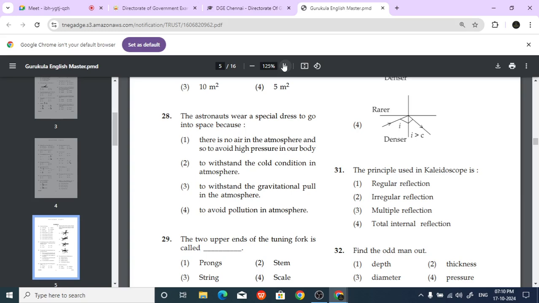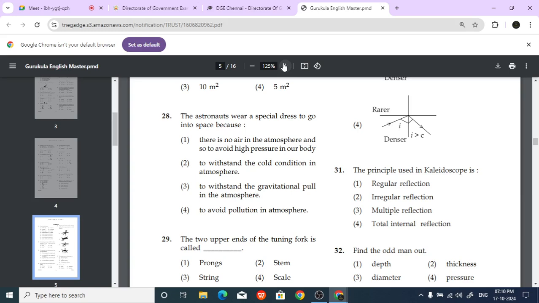Just look very closely, then you tell me. The first one, sir. Yes, the first one is the right answer. Why are the other 3 not correct? Definitely not the fourth one, to avoid pollution in atmosphere, that is not it. Okay, fourth is out. Third is also out because once it goes into space, gravitational pull will not work. So that is out. So second and first.